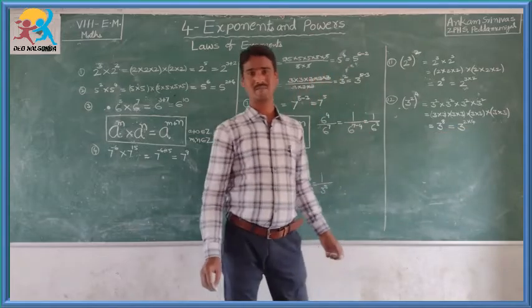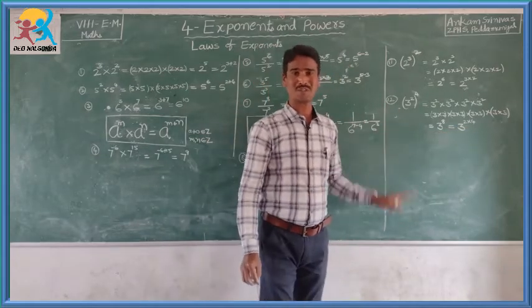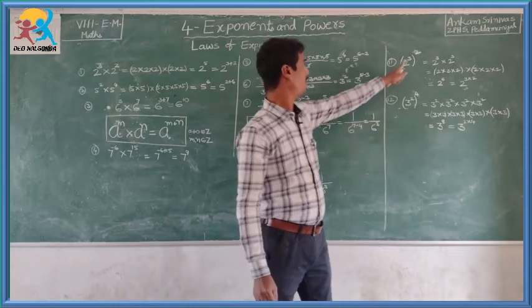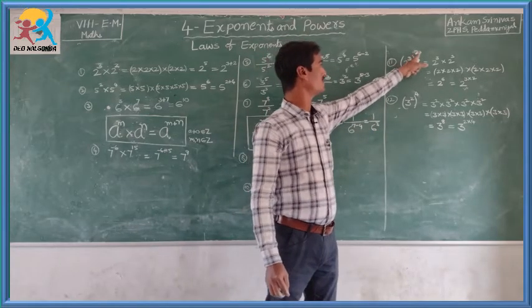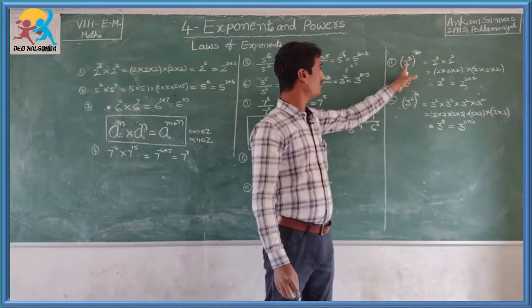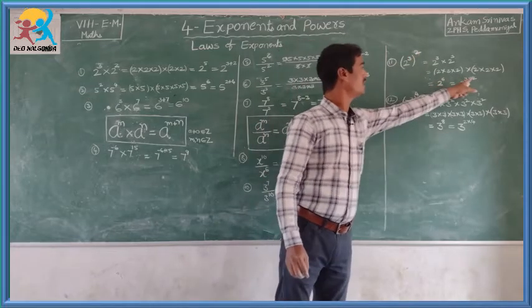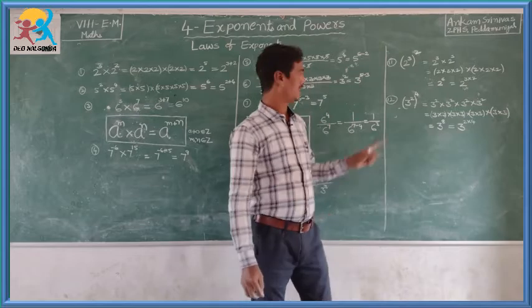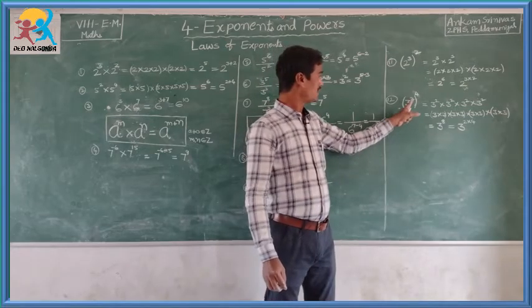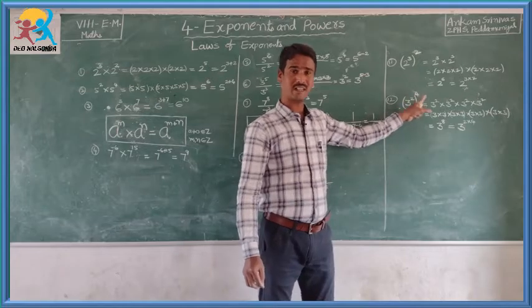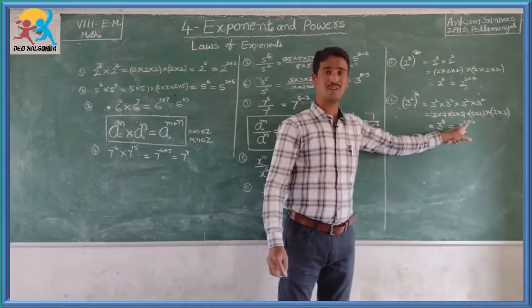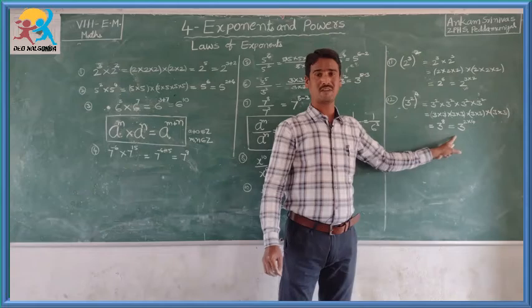Absolutely right. So what do you observe here? Power of power. So 2 cube whole square equals 2 power 3 into 2, that is 6. Here 3 square whole power 4. So finally 3 power 2 into 4 equals 3 power 8.